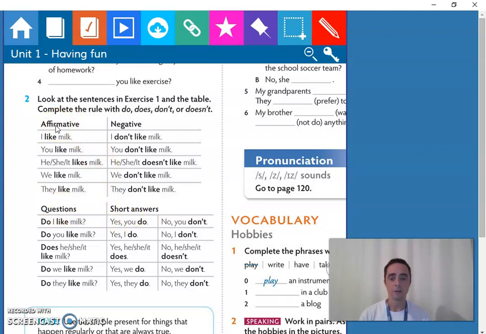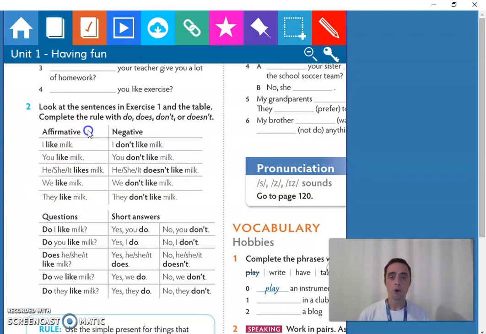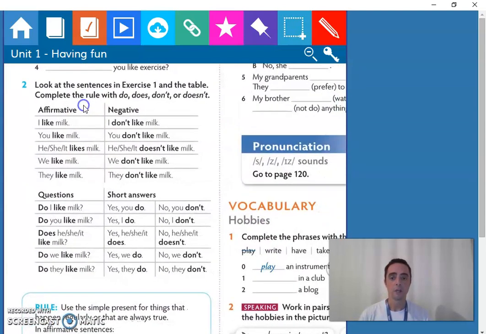Let's take a look here at the affirmative, where we have I, you, he, she, it, we, and they. While working with the simple present, what you need to have in mind is that the simple present is the most simple structure in English. That's because we have subject, verb, complement. Let's take a look at the example here of the affirmative: subject, verb, and complement. Another thing is, whenever we have the third person singular, that is he, she, and it, the verb has to come with S.